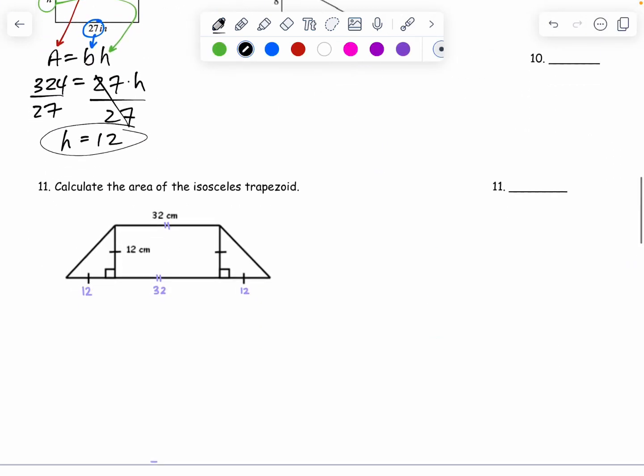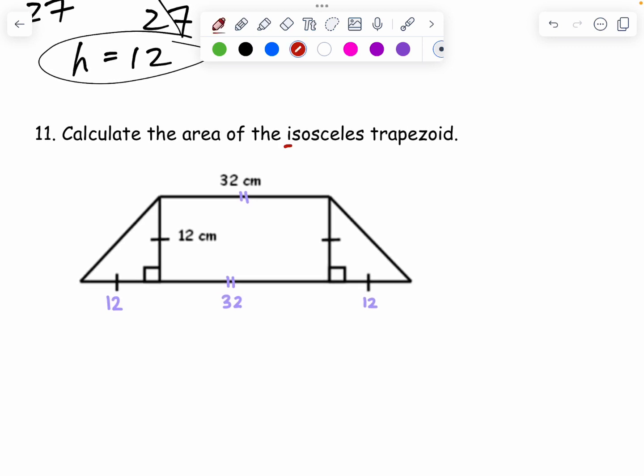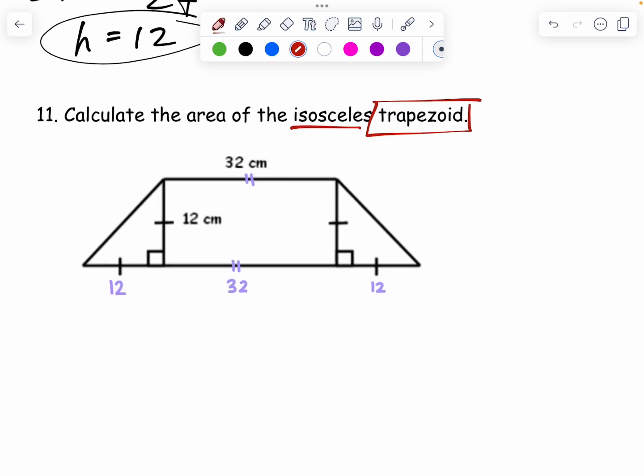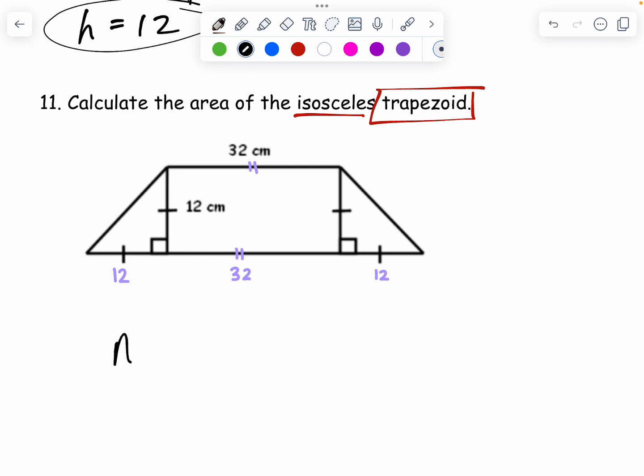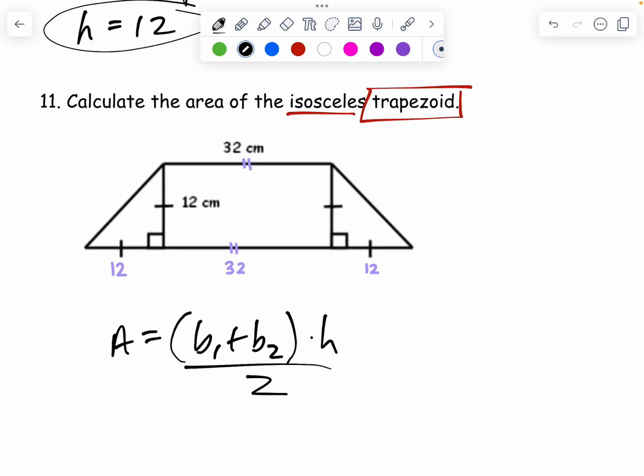Number 11, I have an isosceles trapezoid. Okay, so this is interesting. I have labeled some stuff, and I also know that even though it's isosceles, I do have a formula for a trapezoid. So I'm going to write that. Area equals, I'm going to add the bases together, multiply by the height, and divide by 2. Okay, and so since we have a rectangle on top, I know that if this is 32, then that means that this part right here is also 32. You know how opposite sides of a rectangle are equal?